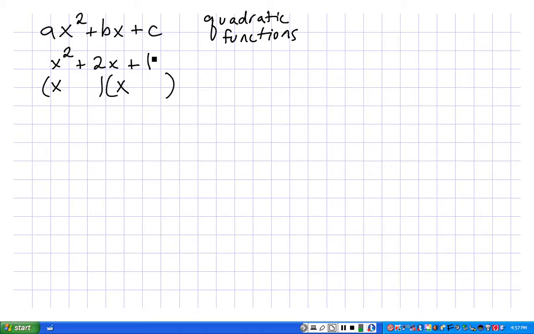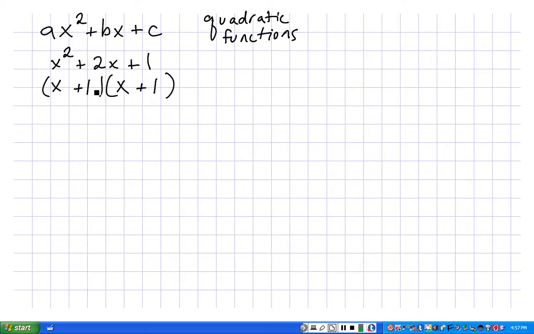And then you look at your last term, which would be a plus 1. So what in the last position of the first binomial times what in the last position of the second binomial would get you that? So you have your first and first giving you your first term, your last and last giving you your last term, and then on the outside you'd have a 1x, and when you multiply the inside you get a 1x, and 1x plus 1x would give you your 2x, right? So that's basically working FOIL in reverse, factoring a trinomial. Hopefully this is somewhat familiar to you.